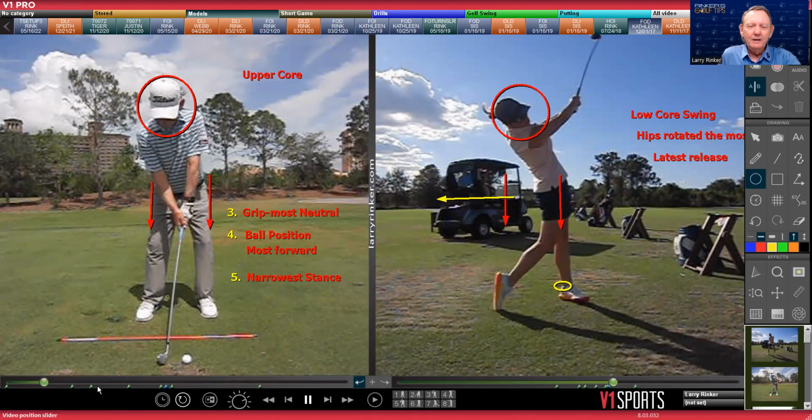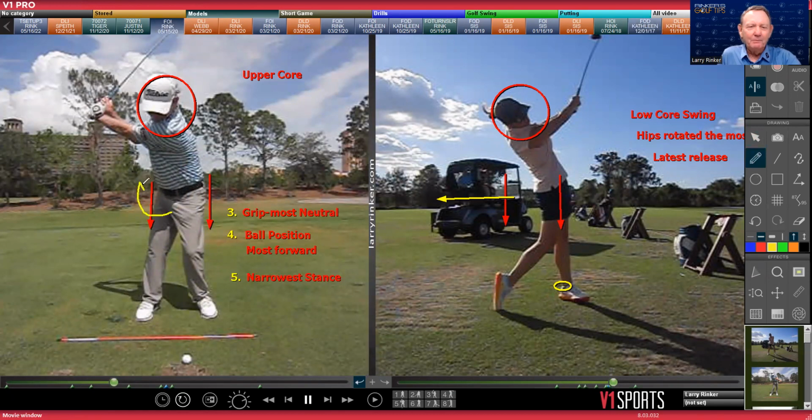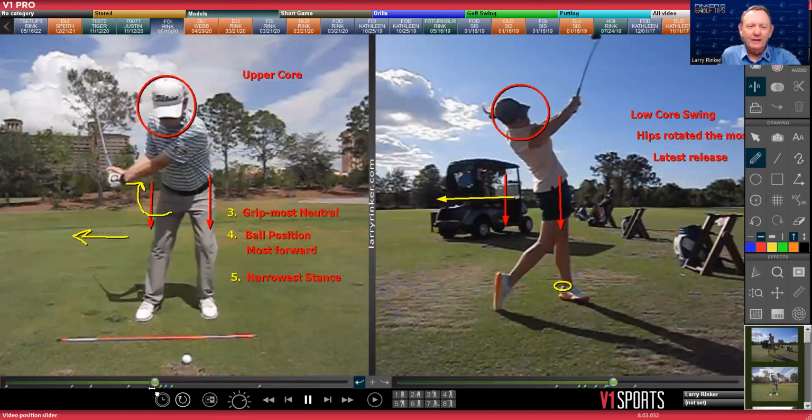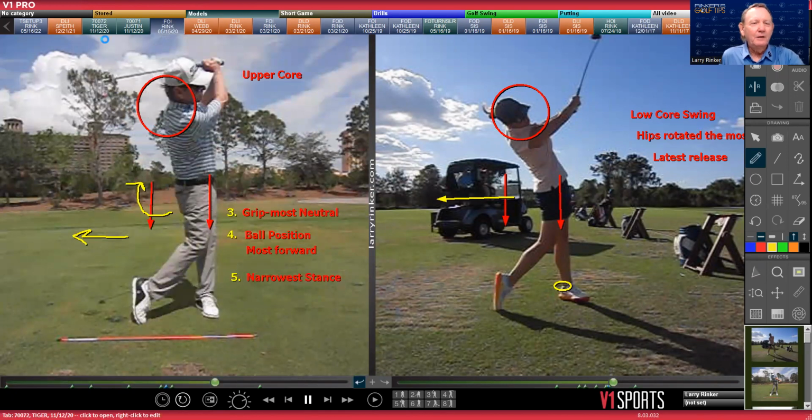If you look at me here on the left, you're going to see there is an upper core pivot, which is I turn the right hip the most and move the least amount laterally. And now all I got to do is make my little shift. We use laterals the least, and then I rotate into a jump. And upper core players use verticals the most.